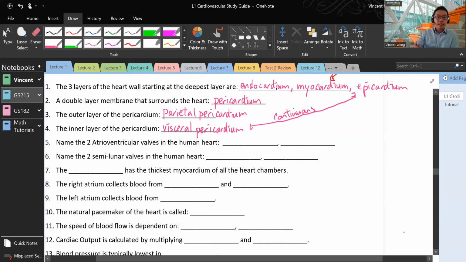Okay. Name 2 atrioventricular valves in the human heart. We must have talked about this 5-6 times today already, so hopefully you know by now. It is the tricuspid and the bicuspid valve. Tricuspid on the right and bicuspid on the left. Name the 2 semi-lunar valves in the human heart. We have the pulmonary and the aortic valve.